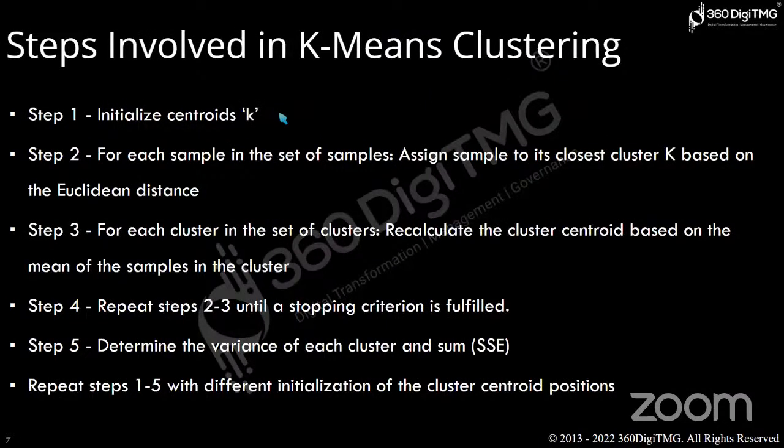So let us discuss the functioning of K means clustering. In this K means clustering, we will initialize the K centroids. So first of all we'll decide the value of K. This has to be decided beforehand. Then for each sample in the set of samples, we will assign the closest cluster K, based on Euclidean distance.